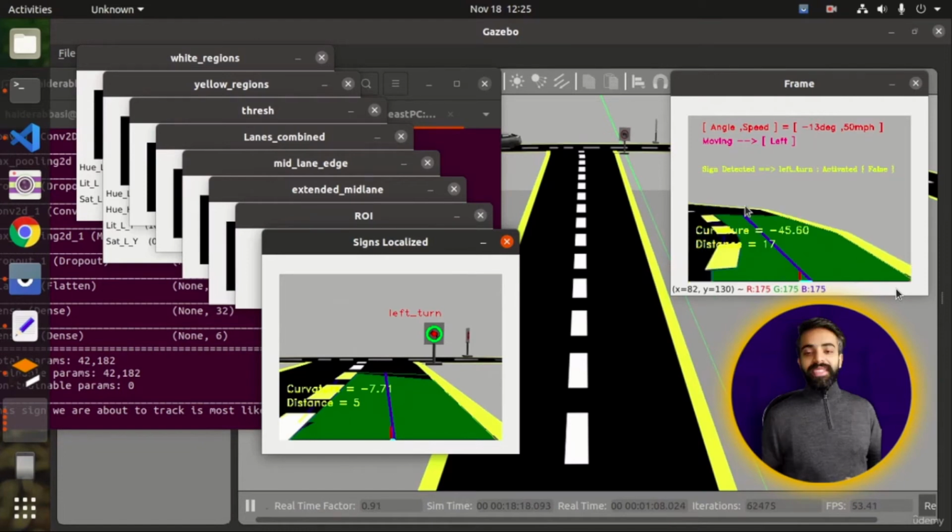So this means our third feature has also been completed. Now we can build our fourth and the final feature of crossing intersection.